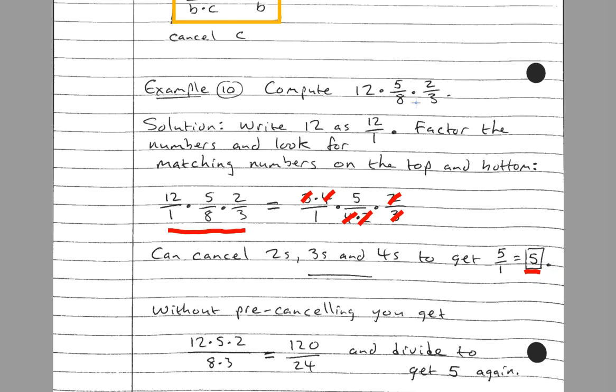And in fact, we didn't do any multiplying. We just did canceling. If you did multiply, doing this the long way, you get 120 over 24, and then you'd have to divide 24 into 120. It goes in 5 times. So you get the same answer, but this is a nicer way to do it, precancelling.